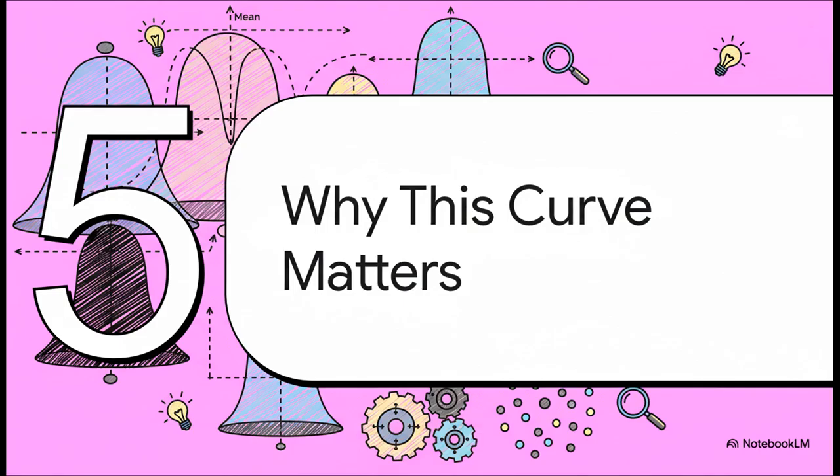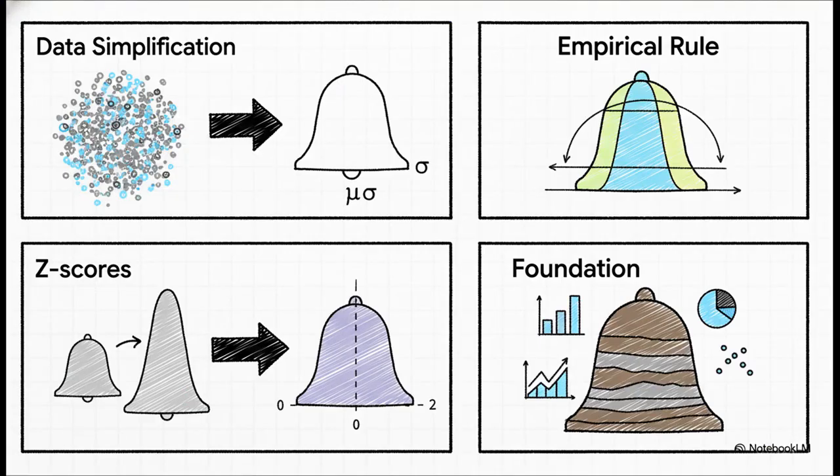Okay, let's bring it all home. We've met the curve, we know its anatomy, we've even found its universal translator. But so what? Why does this one shape matter so much in the real world? Okay, so why does this all matter?